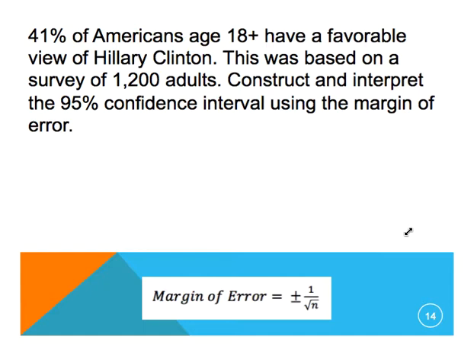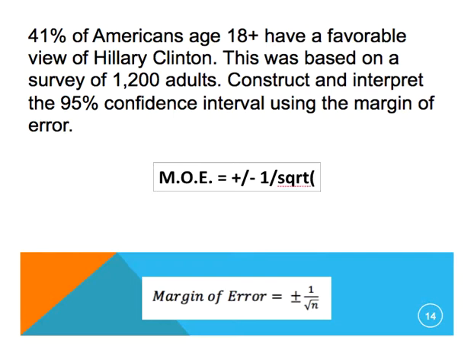Okay, this one says 41% of Americans age 18 and up have a favorable view of Hillary Clinton. This was based on a survey of 1,200 adults. We want to construct and interpret the 95% confidence interval using the margin of error. So I did put the formula down here for margin of error. It is plus or minus 1 over the square root of n. So when we go to actually calculate this, margin of error, I'm just going to abbreviate that. I'm going to have plus minus 1 divided by the square root, SQRT, to abbreviate that.